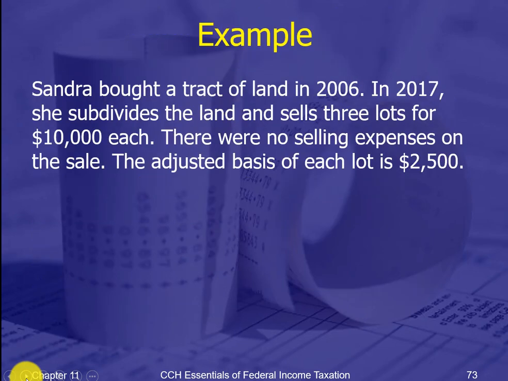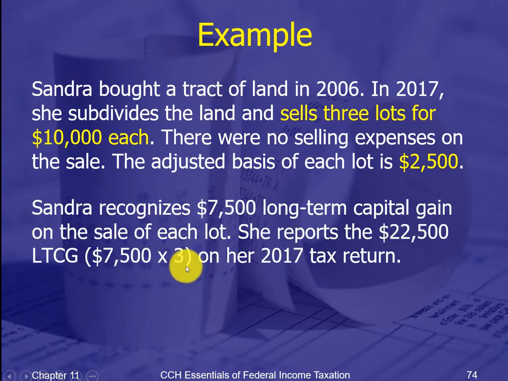So Sandra bought in 2006. She subdivides and sells 3 lots in 2017. So clearly, 5 years. Clearly she's not a dealer in land. This is not her normal business. She knows selling expenses. Basis in the lot is $2,500. So she's going to make $7,500 each on them, and her gain is $22,500 and will be a long-term capital gain. She has not reached the magic 6th lot yet.